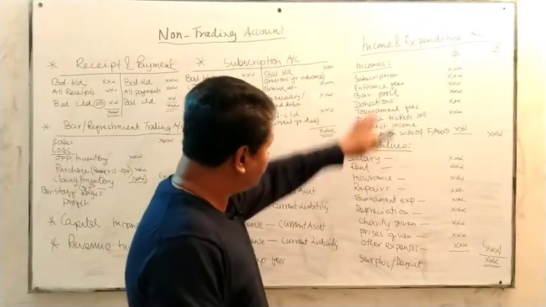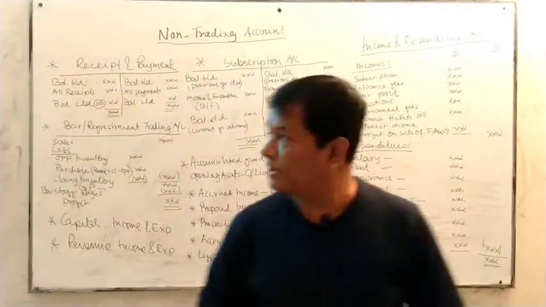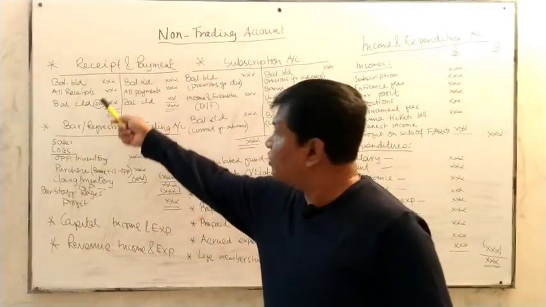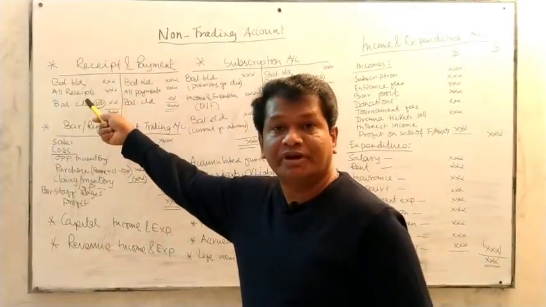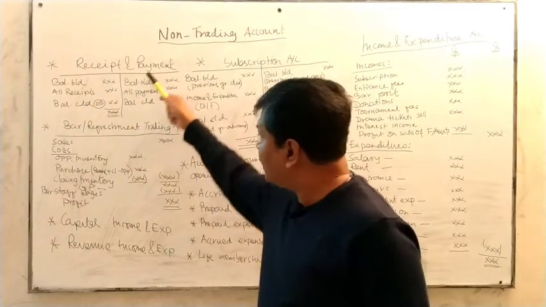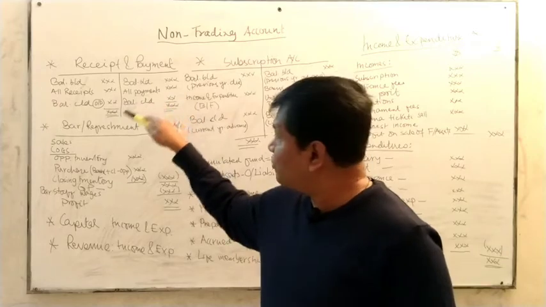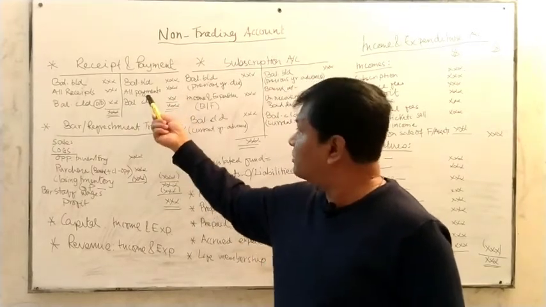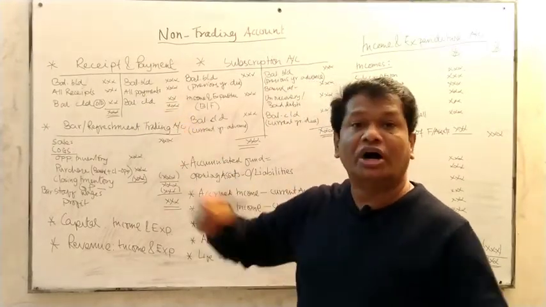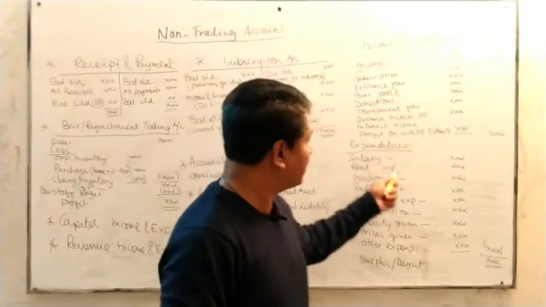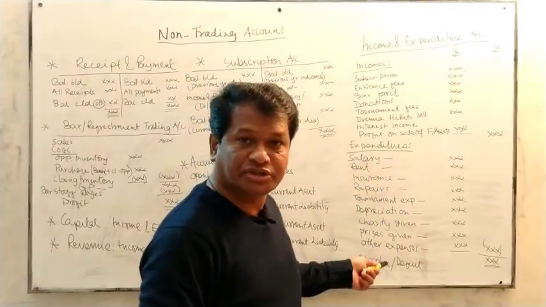So this item normally comes from the receipts and payments. All the receipts give some of the income items, and all the payments give the expenditure items available over here. This is the income and expenditure account to be written.